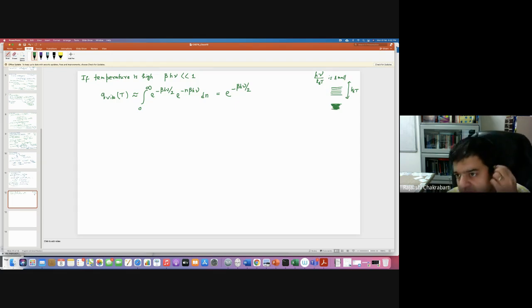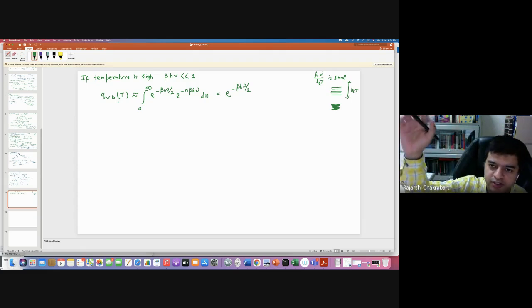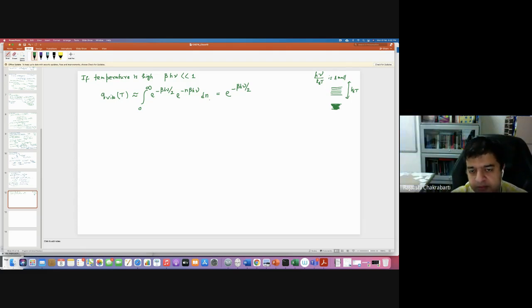Because our measuring scale is kBT, that is my scale. So I can approximate this sum over these vibrational levels as an integral over this vibrational level. The variable is n, the vibrational quantum number. I then vary it from 0 to infinity as a continuous variable.